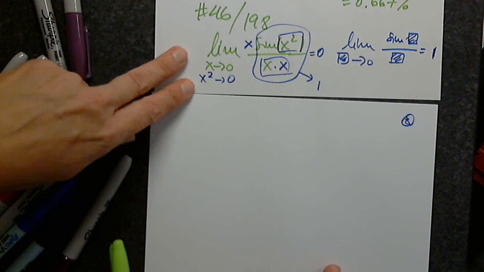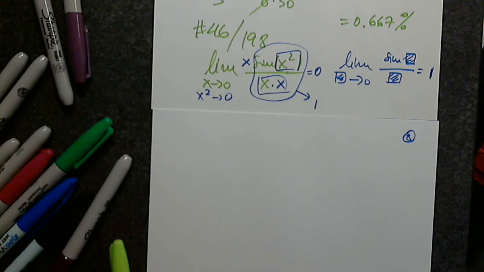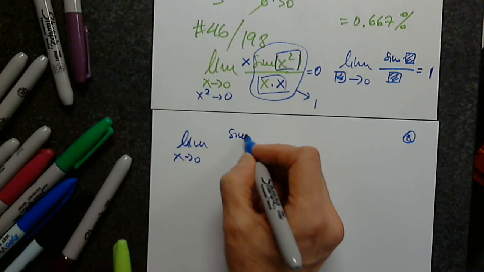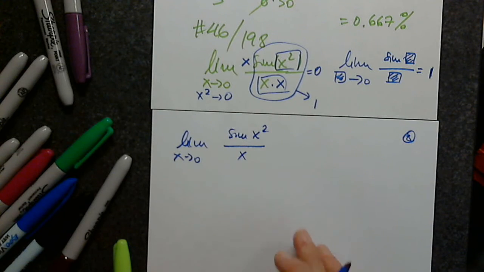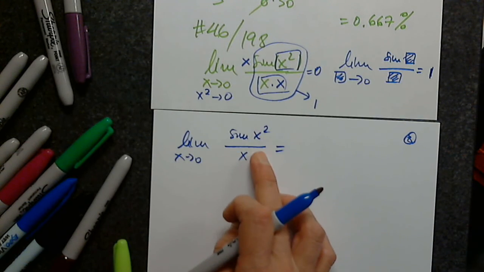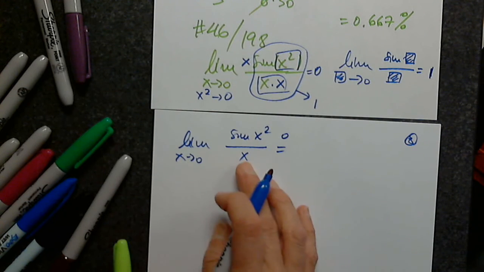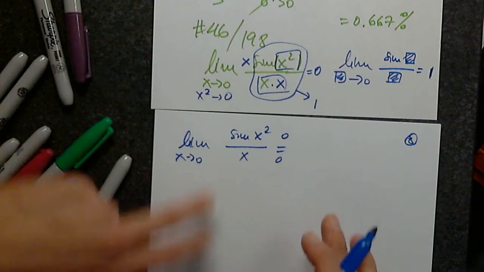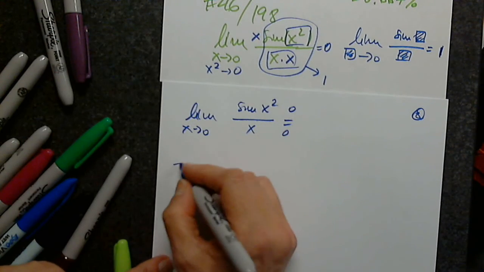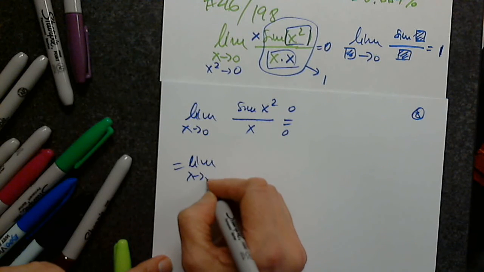Okay, so then limit as x approaches 0 of sine x squared over x. When I put 0 in here, how much is sine 0? 0. Perfect. When I put 0 in here, what is it? 0. Good. So it's 0 over 0, and it's a ratio, right? Of course. So this is limit as x approaches 0.